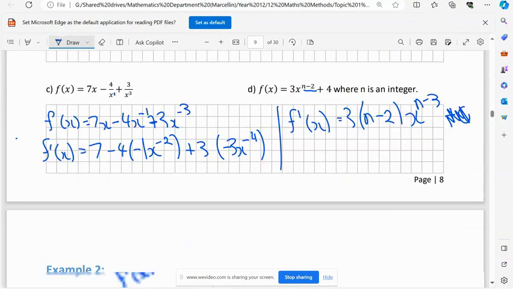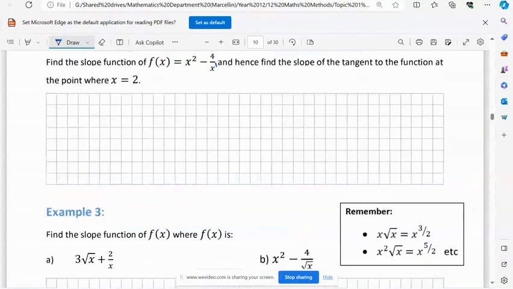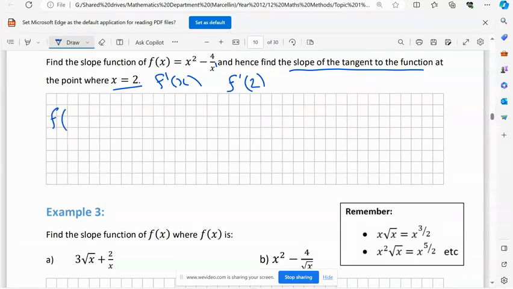All right. Okay, let's have a look at another question. Very similar, it just says find the slope function. So another word for that is just find f dash x. Remember, the derivative is also the slope function of a tangent, and that's what they're asking here. So hence, find the slope of the tangent when x is 2. So really what you're going to do is find f dash 2. So first things first, let's rewrite f of x, where we've got that negative index on the bottom being pushed to the top to become negative.